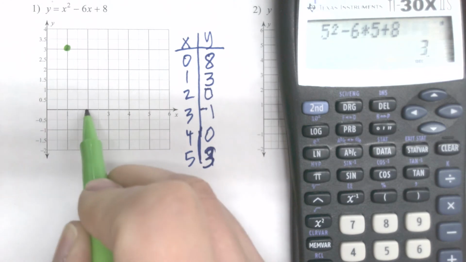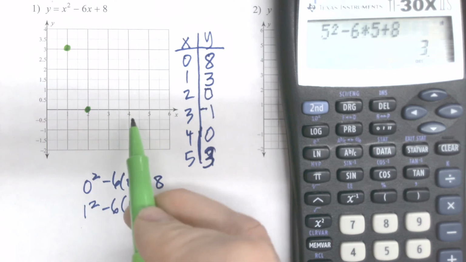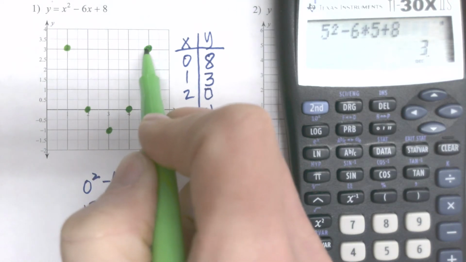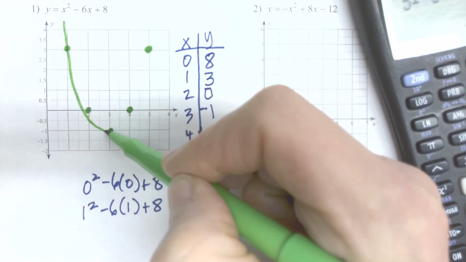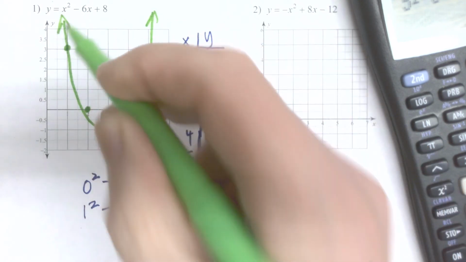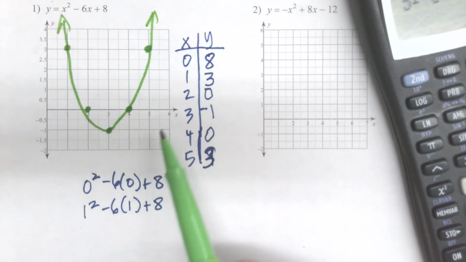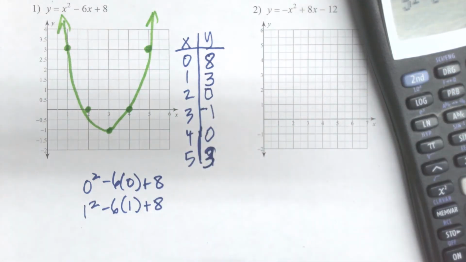2, 0. 3, negative 1. 4, 0. 5, 3. If done correctly, you're going to see those kinds of patterns, where you're going to see numbers repeat themselves. It'll come down, turn around, and go back up. Or on some of them, it'll start down, go up, turn around, and come back down. They'll all have a common look to them, so you'll know you're doing it right.